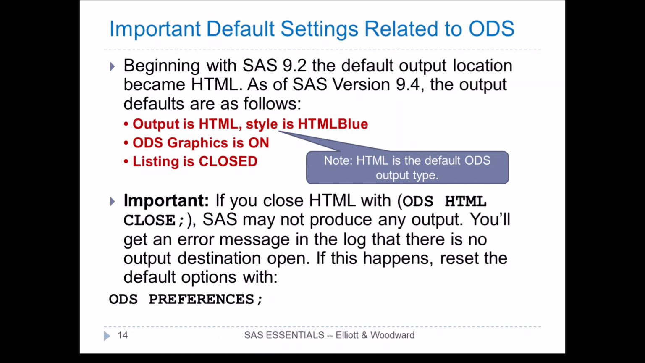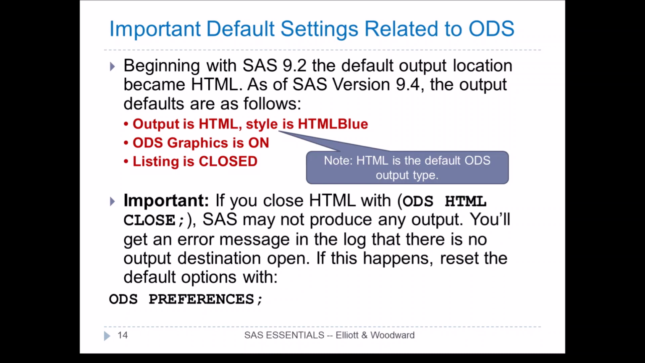All right, some important default settings related to ODS. Starting with SAS 9.2, the default location became HTML, as I mentioned earlier. As of 9.4, the output defaults are as follows. So the output is HTML, the style is HTML blue, and we'll look at the styles in just a moment. ODS graphics is on, again, we'll talk about that later, and listing, which is the old style output format, is closed. And this is an important thing.